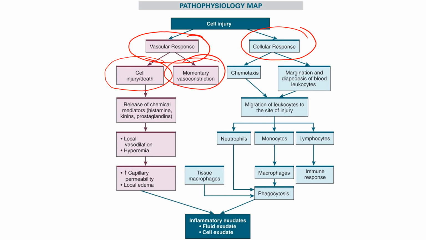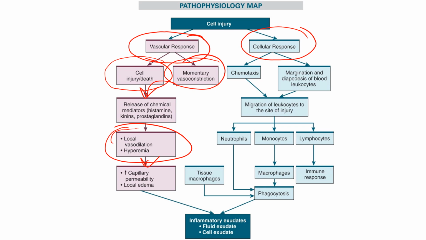And then at that moment, there's going to be a lot of chemical mediators released. Chemical mediators, another word for chemical messengers. And a lot of cells release chemical mediators, but specifically here, white blood cells are going to be the ones releasing it. This is going to cause local vasodilation and hyperemia. Then it's going to cause increased capillary permeability and local edema.